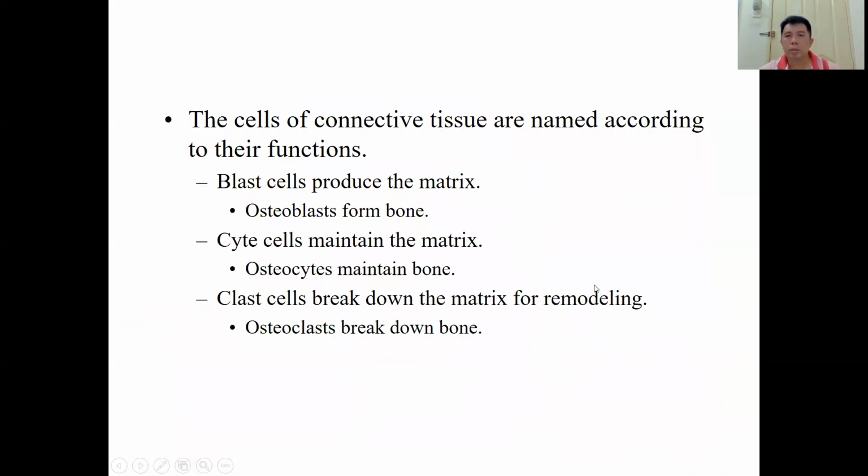So the subtypes of connective tissue are named according to their function. If the name starts with blast, like osteoblast, they form bone, that means they produce the matrix. Cyte, like osteocytes, means they maintain the bone, or maintain the extracellular matrix. If the name starts with clast, like osteoclast, they break down the matrix for remodeling.